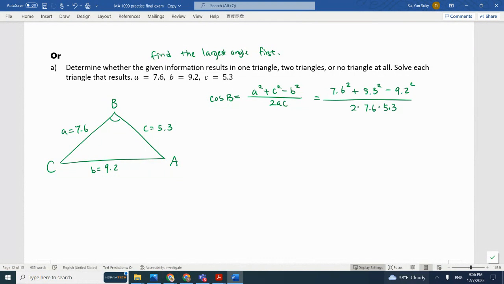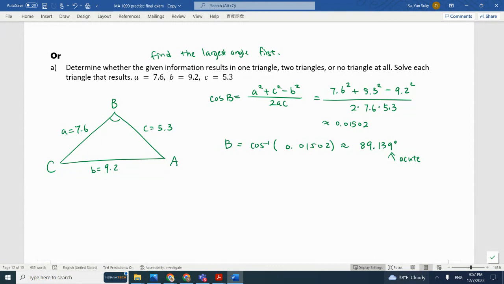Okay, so plot this in your calculator. All right, and then you get, this is approximately equal to 0.01502. And then B is the inverse cosine of this number. You get 89.139 degrees. You see, this is an acute angle. All right, and then keep going.